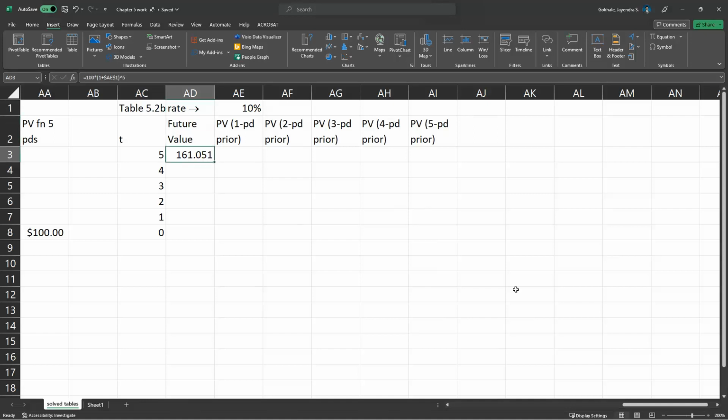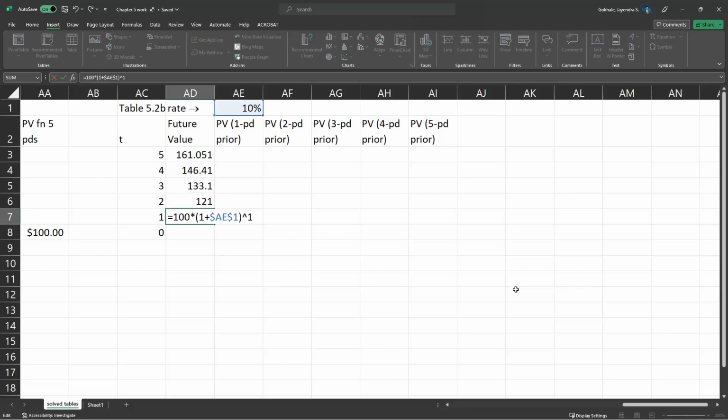So that's a 5 period later future value, 4 period later future value, 3 period later future value, 2 period later future value, and 1 period later future value, and the value today really. So there is no periods here. So if we travel back 1 period, so equals this divided by parenthesis 1 plus $AE$1. Actually, let's make it $AE$1. We want to fix everything. To the power of 1.